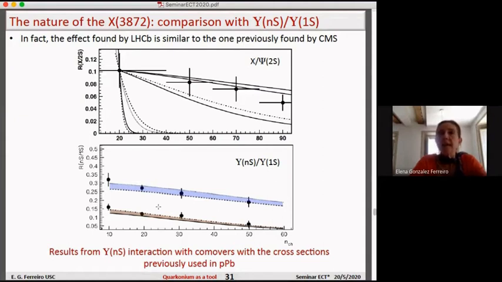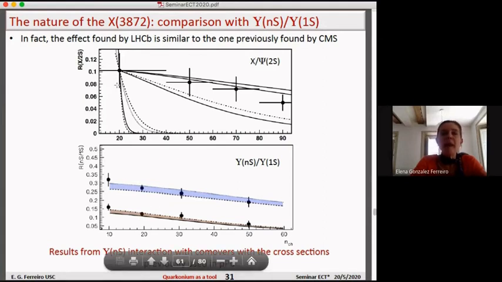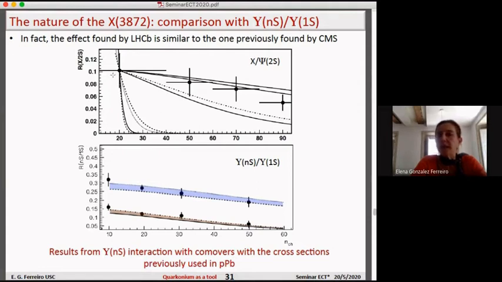In case you consider the tetraquark as being much bigger, let's see, for example, a tetraquark has a size between 1 and 2 fermis. A molecule can be between 7 and 10 fermis. There, by applying final state interaction with comovers, you cannot explain the data. So our conclusion is that the exotic X3872 is a tetraquark.